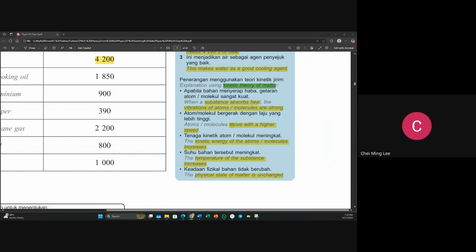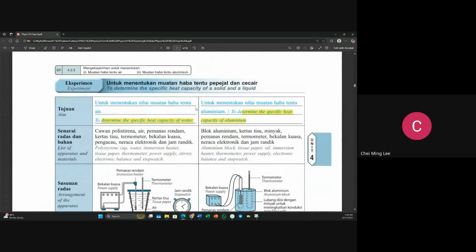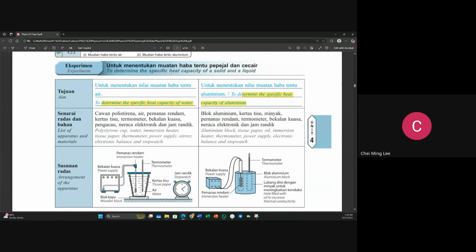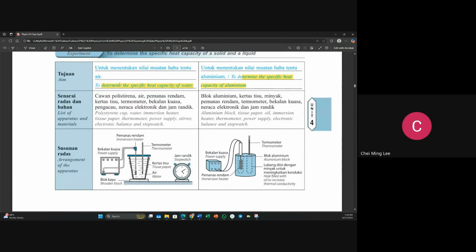All right, so let's continue. Let's see how we determine the specific heat capacity of a solid and a liquid. The left one is to determine the specific heat capacity of water. The right hand side is to determine the specific heat capacity of aluminium.